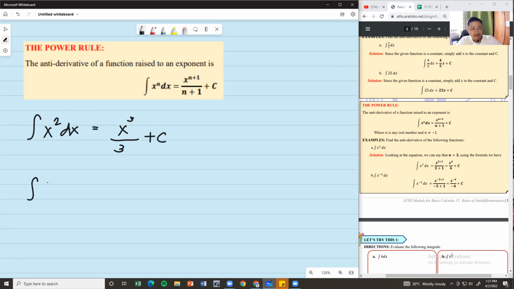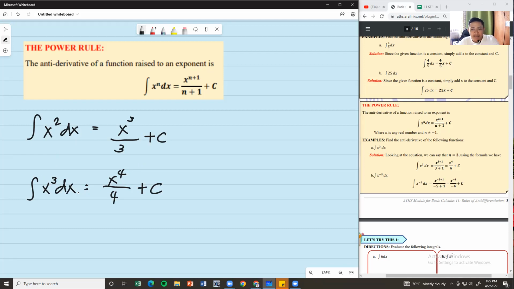The integral of x raised to 3 dx. So this will become plus 1, x raised to 4 over whatever is your exponent will become your denominator, 4. And then plus c. Finish. Got it? Show me a reaction if that's clear. Okay, ganun lang siya kasimple.